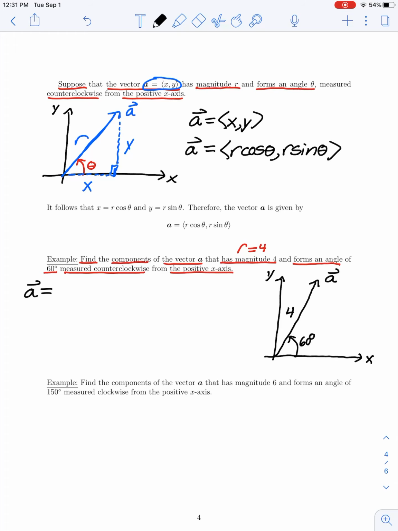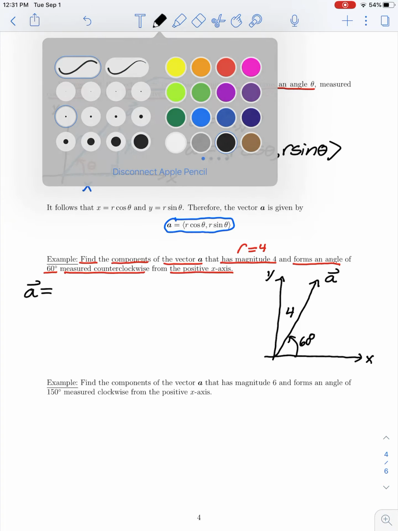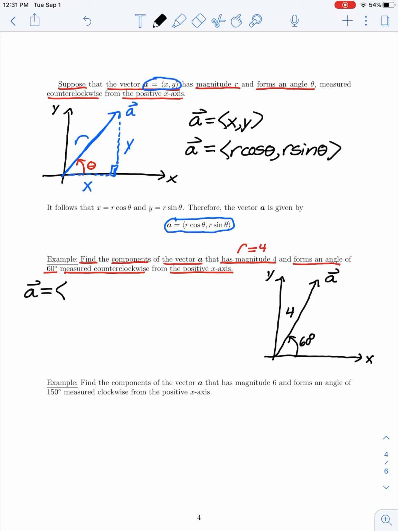So we just explained that such a vector A would have an x component given by r cosine theta and a y component given by r sine theta if we're making use of these polar coordinates. So r was 4 and theta was 60 degrees. So we have r cosine of 60 degrees and r, which is 4, sine of 60 degrees.